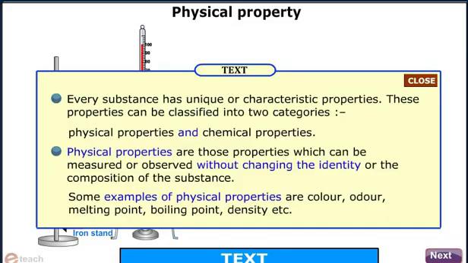Every substance has unique or characteristic properties. These properties can be classified into two categories: physical properties and chemical properties. Physical properties are those properties which can be measured or observed without changing the identity or the composition of the substance. Some examples of physical properties are color, odor, melting point, boiling point, density, etc.